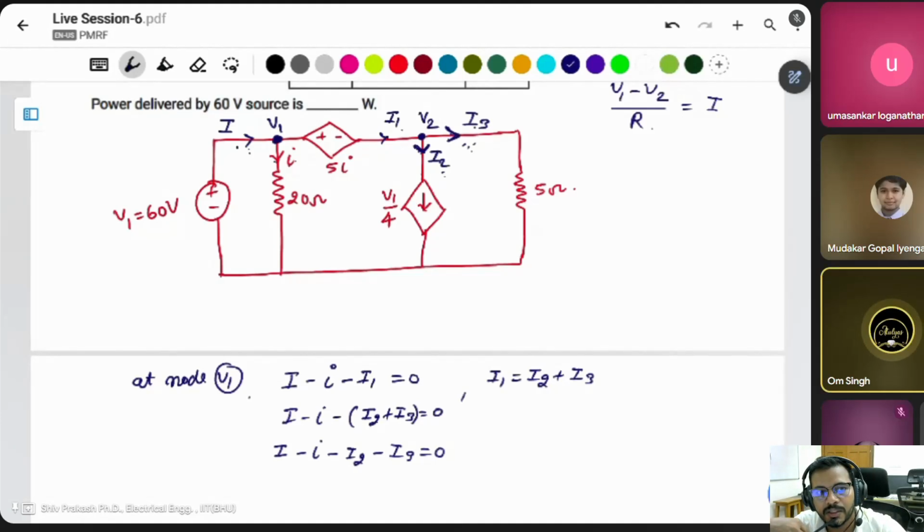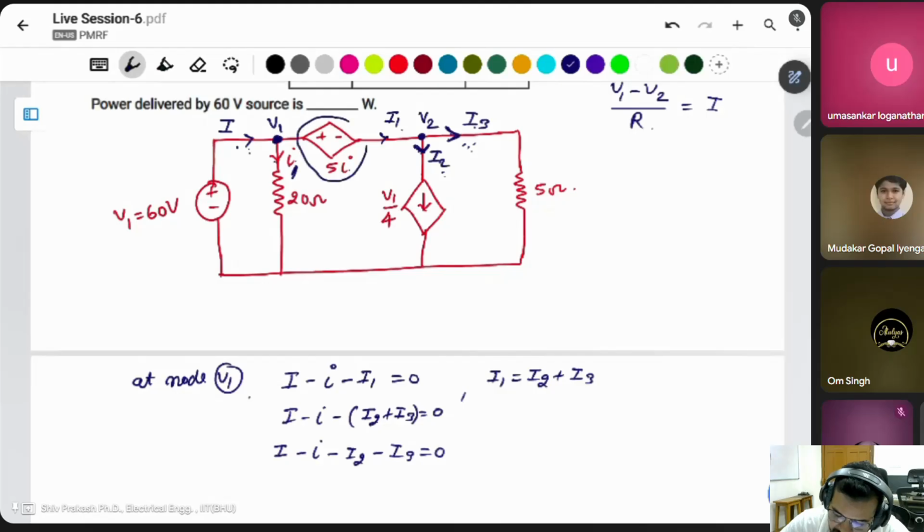5 is the current, right, sir? I is the current. Yeah. But this current I is depending on this current only. But this whole thing is the voltage source. This is not a current source.